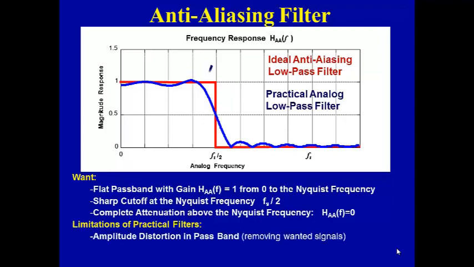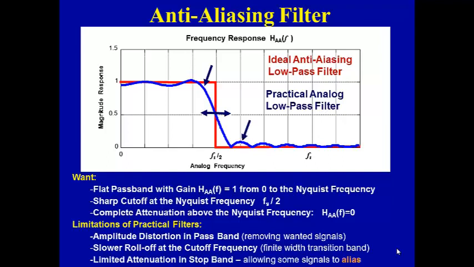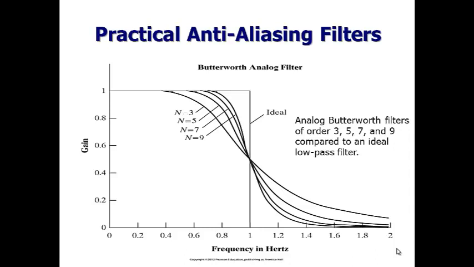So those are the practical limitations of real live analog filters. Ripple in pass band, stop band, finite transition width. I can make this transition width sharper by throwing more money at it. Like here's an example of a Butterworth filter. Butterworth filters is a style of analog filter that's nice because it doesn't have any ripple, but it's slow at rolling off, and how quickly it rolls off depends on the filter order. The higher the order, the faster the roll off.